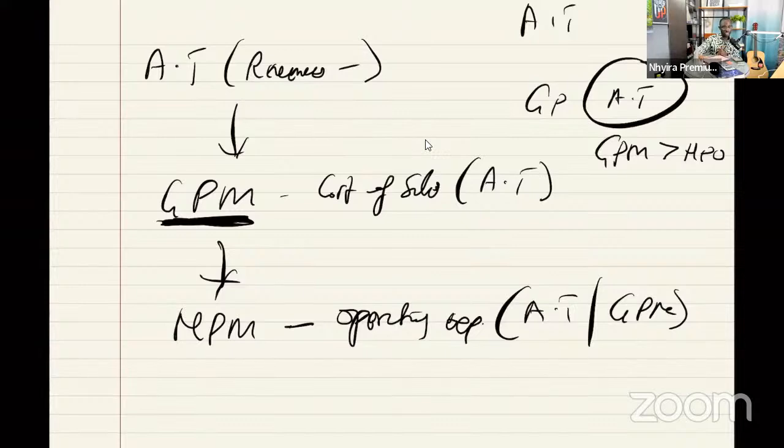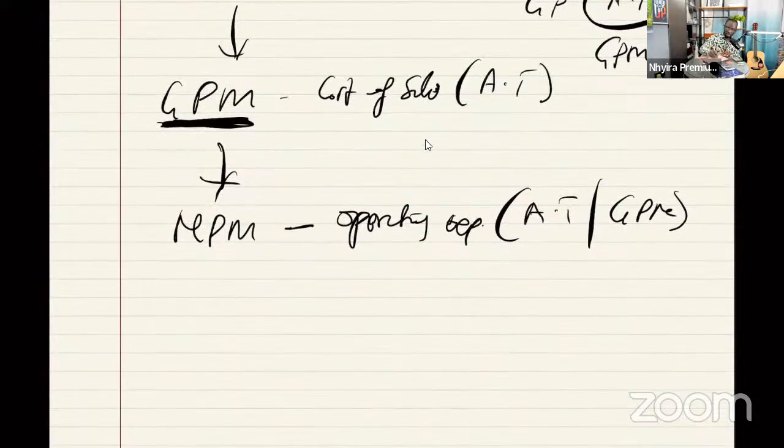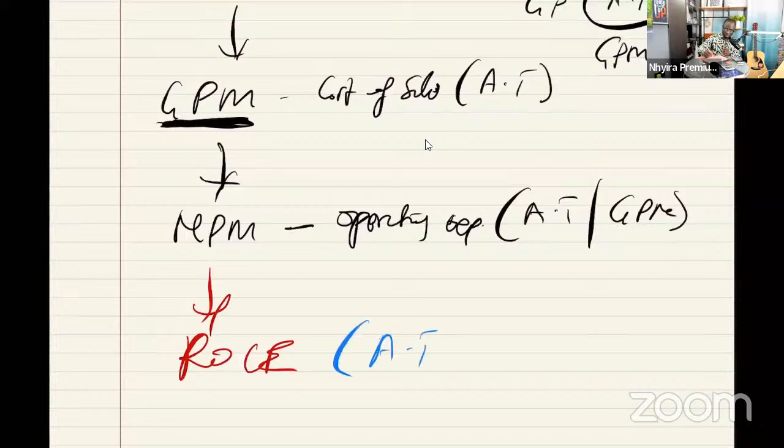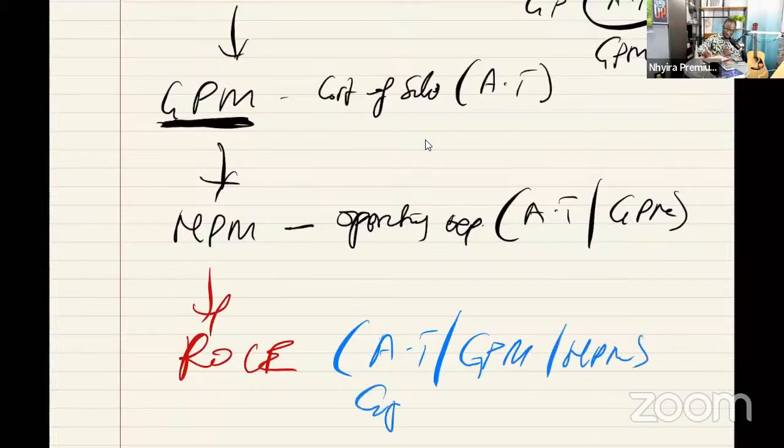Then finally, ROCE, return on capital employed. If you're explaining that, definitely you have to make reference to your asset turnover, your gross profit margin, your net profit margin, and definitely the nature of the capital employed of the company.